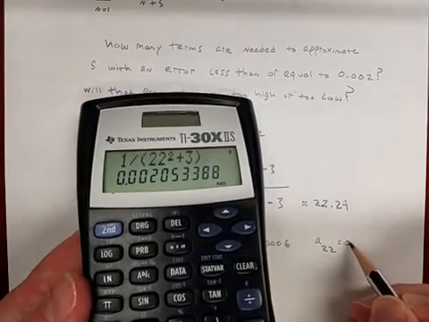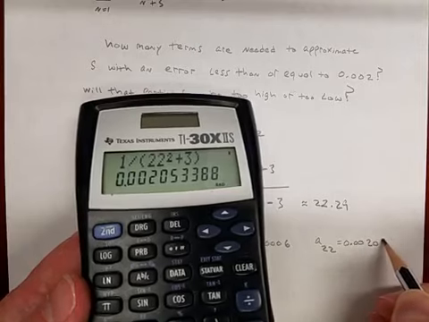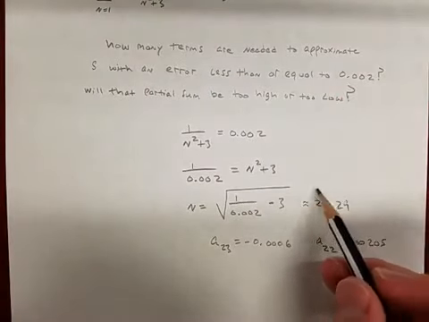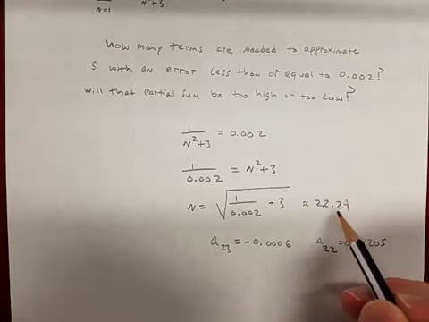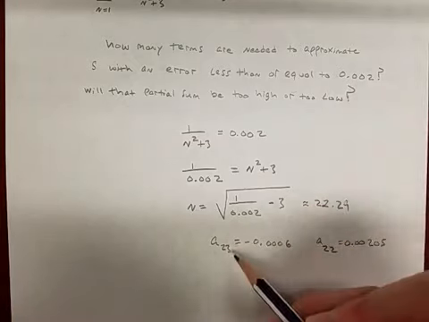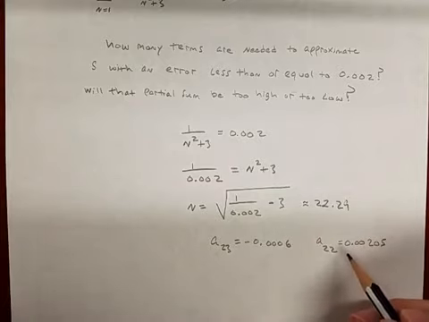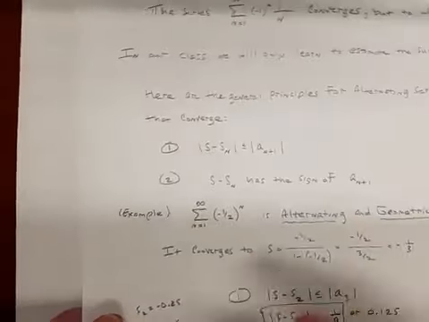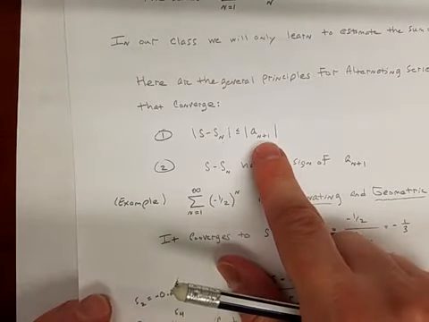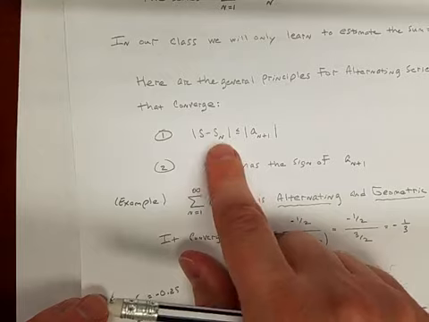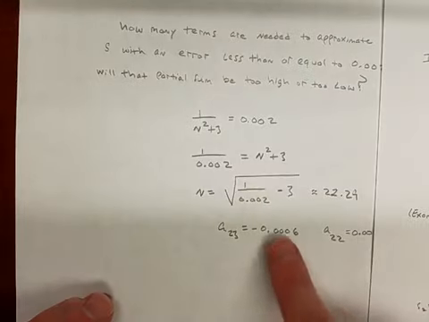0.00205. Just barely bigger than that. So when I said we got here, and I said the term that's going to finally dip below this is going to be the 23rd, not the 22nd term. So you imagine that the 23rd term tells me the error, S minus S22, is going to be less than that number.